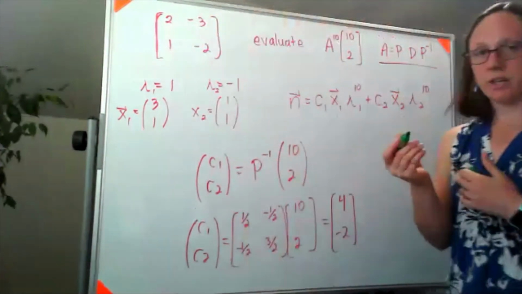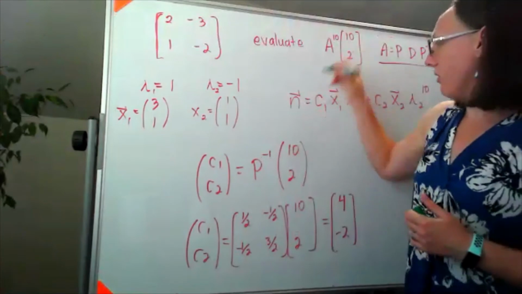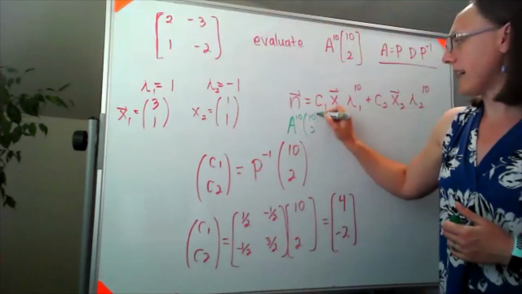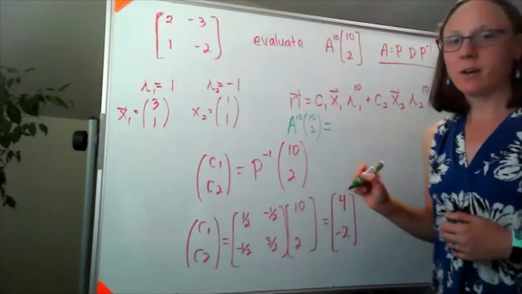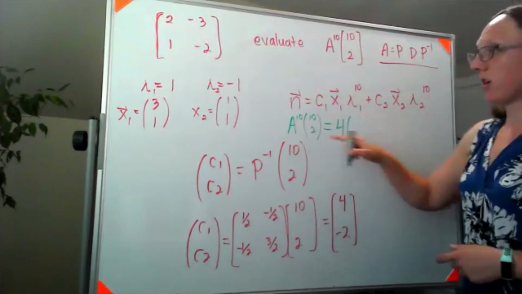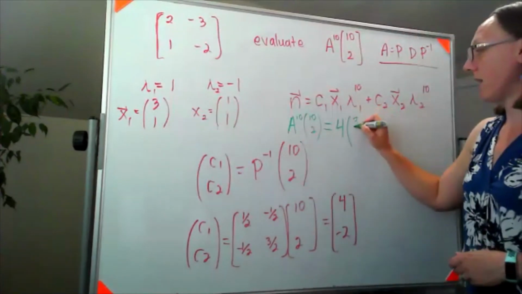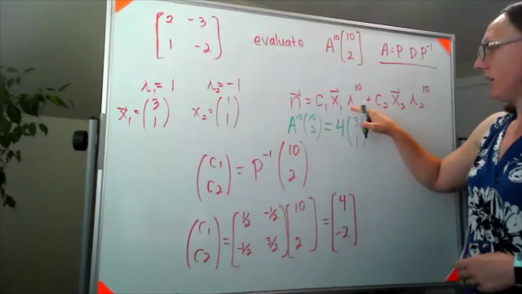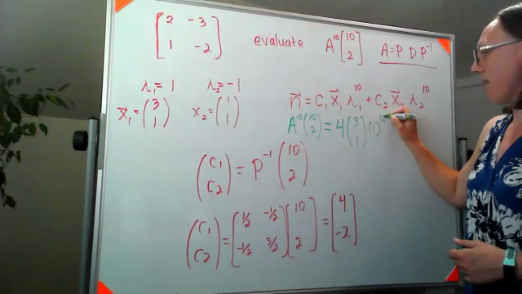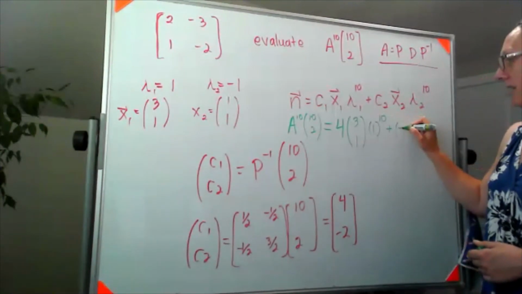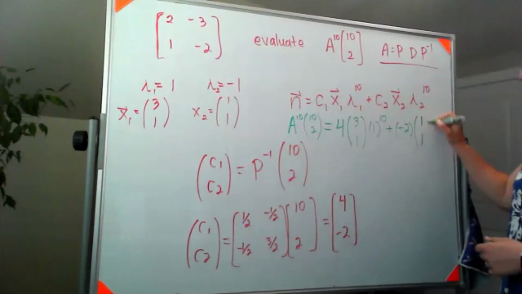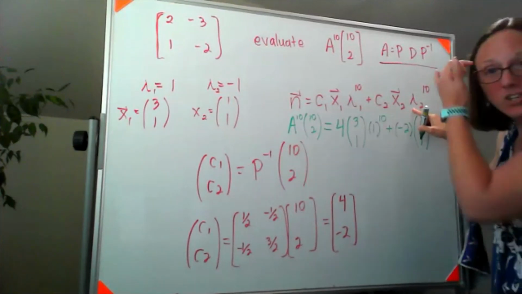So hopefully we can read the green, but I know that A to the 10th times that vector 10, 2 is going to be equal to, so c1 is 4, so 4 times our x1 vector, 3, 1, times lambda 1, which is 1, to the 10th, plus negative 2 times my x2 vector, 1, 1, times lambda 2 to the 10th.